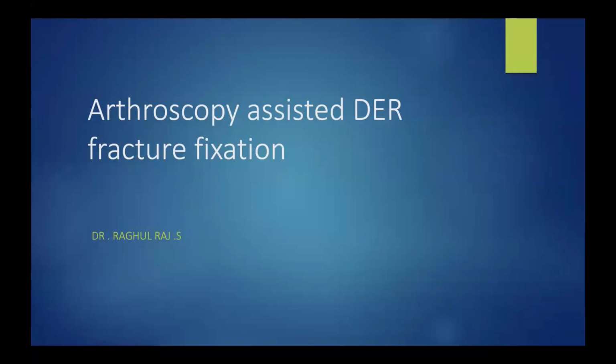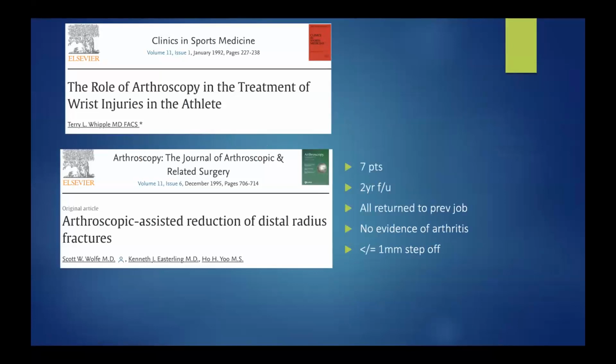Yes, Rahul. So I'll be talking about arthroscopy assisted distal radius fractures. This came into play back in 1992 with an article by Terry Whipple, who popularized the role of arthroscopy in treating wrist injuries in athletes. This was just a case report initially, and later a case series of 7 patients with 2-year follow-up by Wolf et al. All 7 patients returned to their previous job, there was no evidence of arthritis, and the target of less than or equal to 1 mm of step-off was achieved in every case. This was published in 1995.